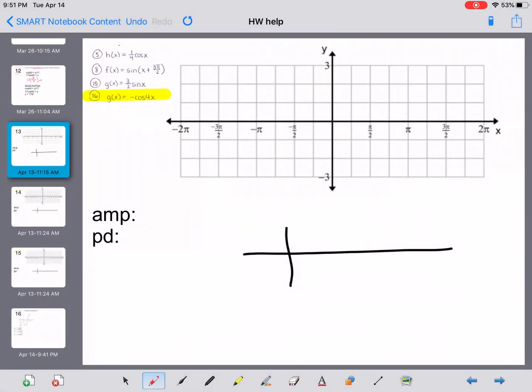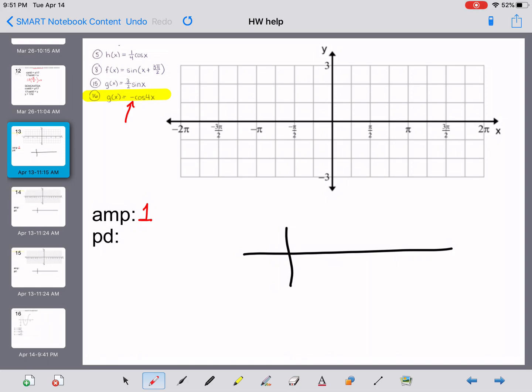All right, so I'm going to start with number 16, y equals negative cosine of 4x. So amplitude is 1. The number in front of the cosine is your a value, which in this case is negative 1. Our amplitude is the absolute value of that a value, so amplitude is 1.